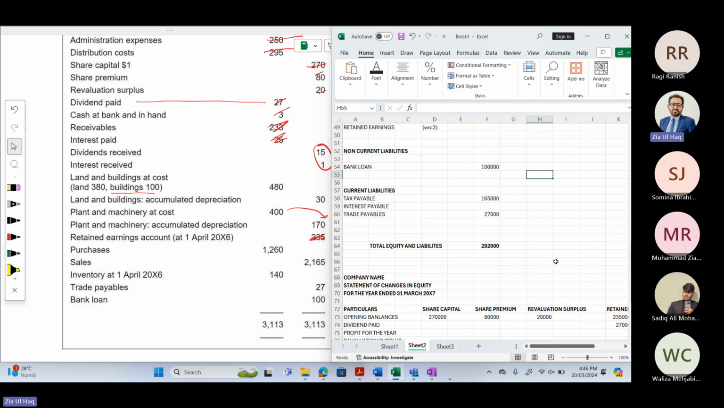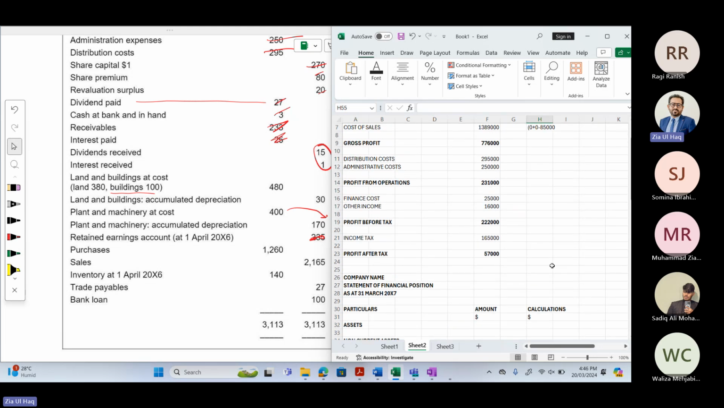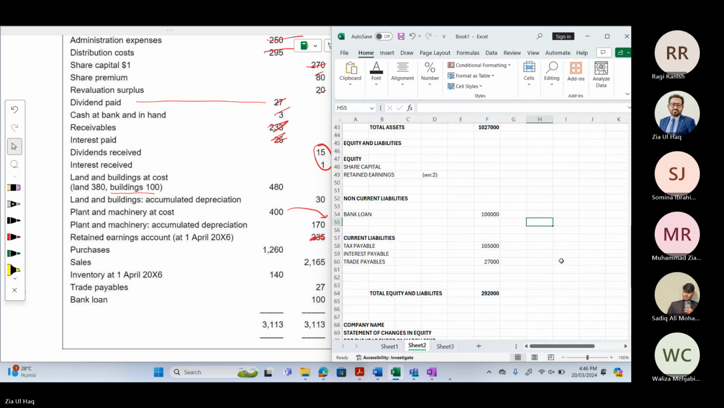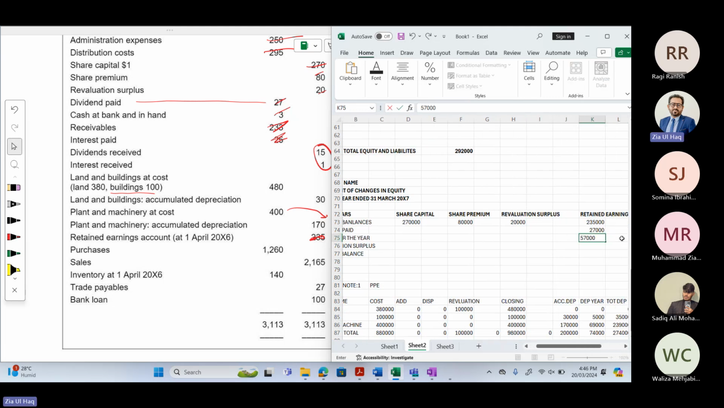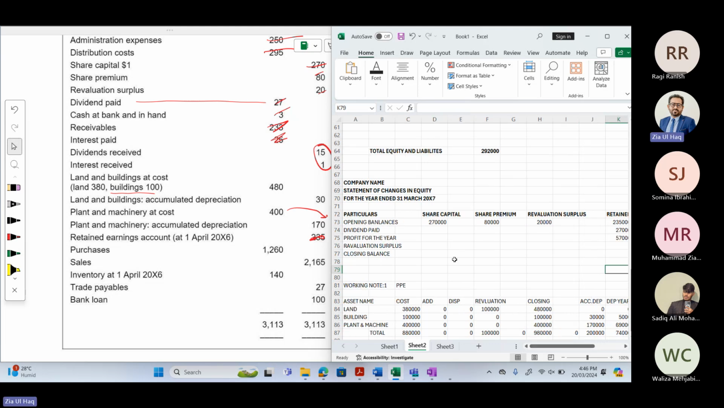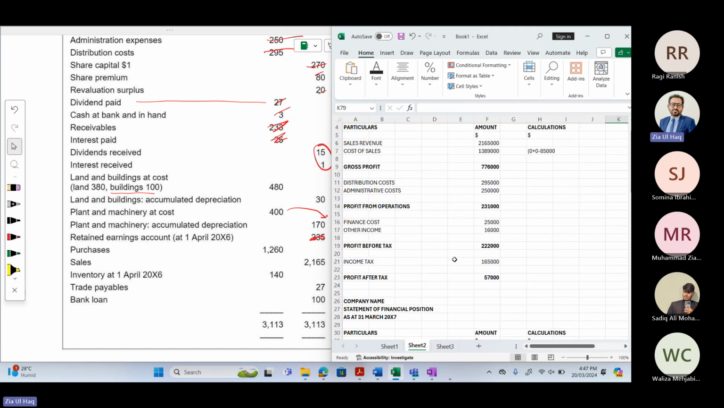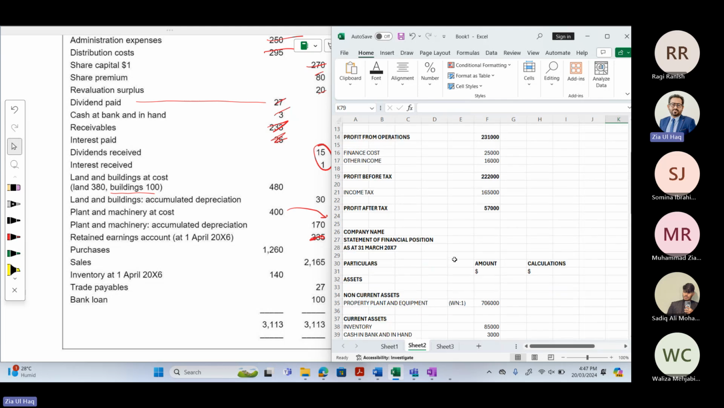So now we need to calculate the profit. I think it's already calculated automatically. Yes, done with everything. So the profit figure is 57,000. That we need to add here. Profit for the year 57,000. And he has asked to prepare the statement of profit or loss and other comprehensive income.